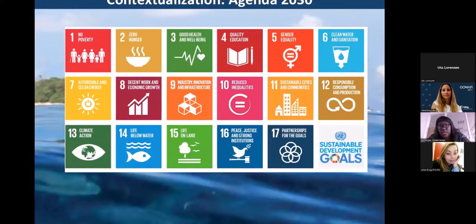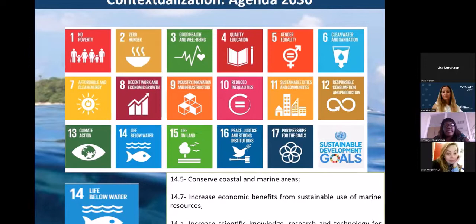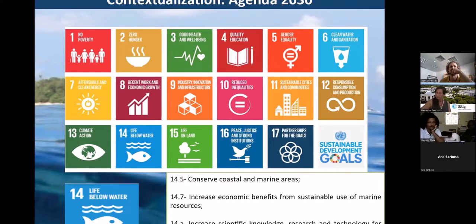Just to put the topic in context, it's important to say that this approach is related to Goal 14 of the Agenda 2030, which is related to life underwater, more specifically to indicator 14.5, which has to do with the conservation of coastal and marine areas, especially those of high biodiversity. The second indicator is 14.7, which has to do with the increased economic benefits from sustainable use of marine resources. And the last one has to do with increased scientific knowledge, research, and technology for ocean health.